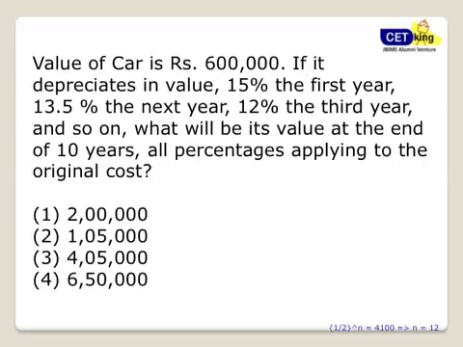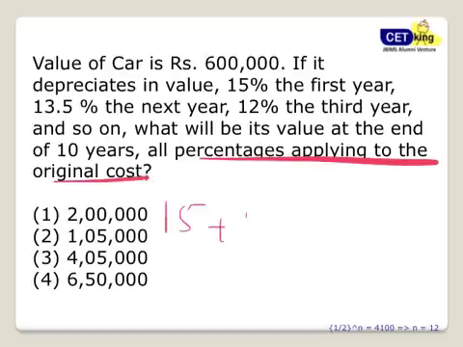Alright, we'll do one last question. The value of the car is 6 lakh. If it depreciates 15% the first year, 13.5% in the next year, 12% and so on, what is the value after 10 years? AP series or GP series? दोबारा बोलता हूँ, AP series or GP series? AP series. All percentages are applying to the original cost. तो पहली बार 15% कम हुआ, सेकेंड टाइम 13.5, then 12, then 10.5, so on up to 10 times.